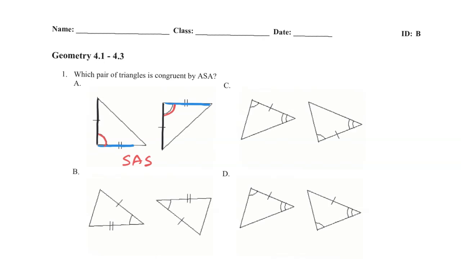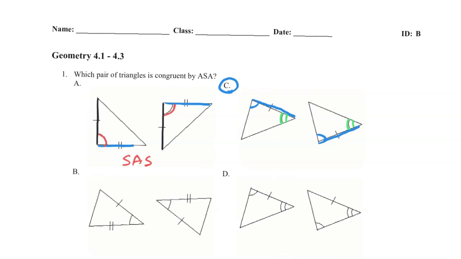If we look at C, we have this angle is congruent to this angle. We know that this angle is congruent to this angle. And this is the included side. This is the included side, so your answer is C.